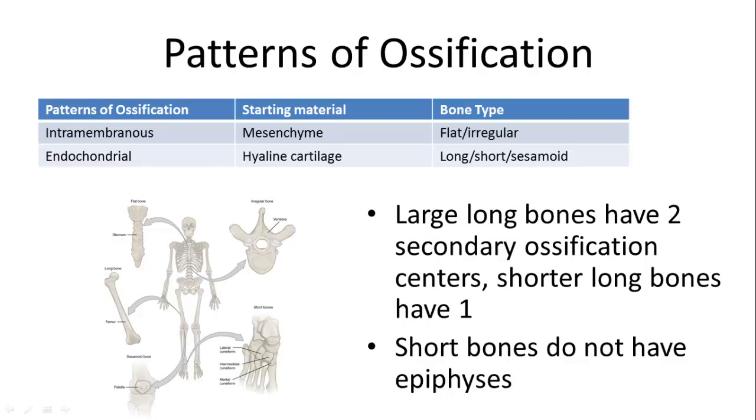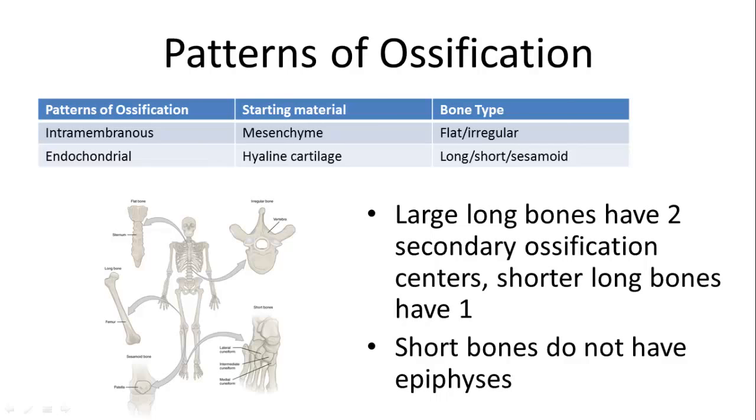Some bones only have one secondary ossification center, and some have two. So a really long one like a femur is going to have one here, and then one in the middle, so three total and two secondary ossification centers. Short bones don't have epiphyses, so they just have the one primary ossification center.